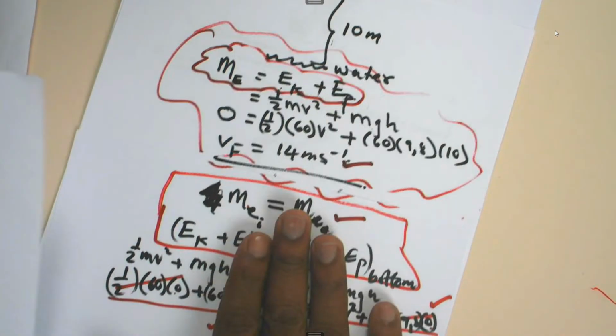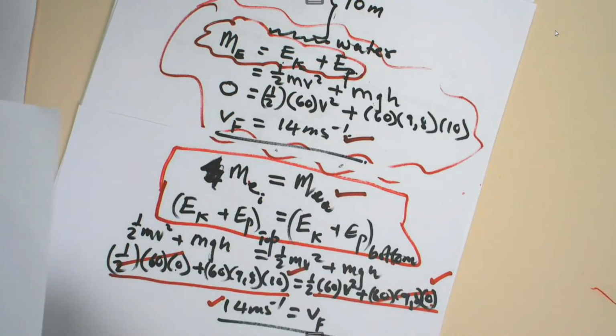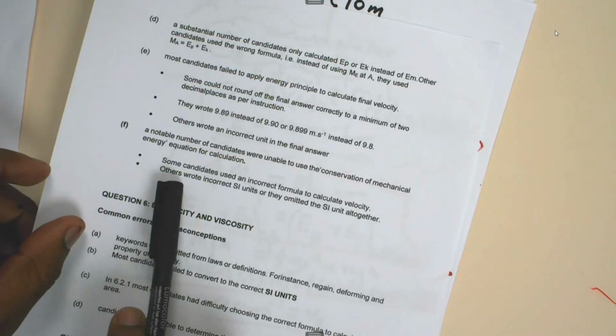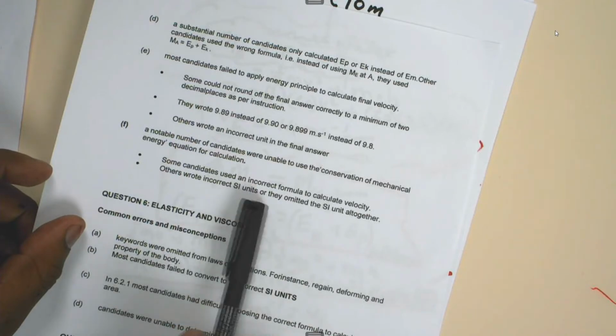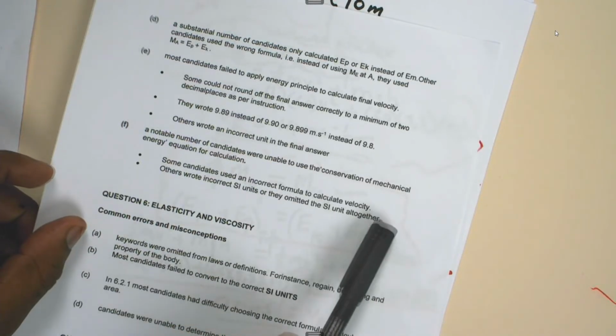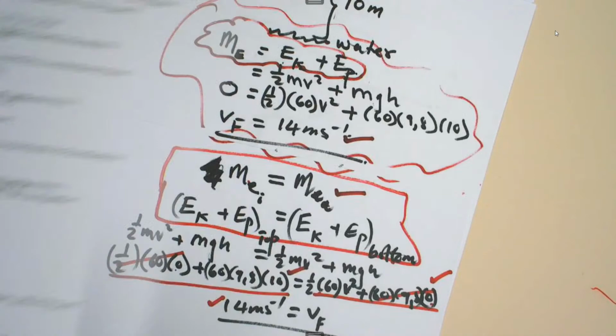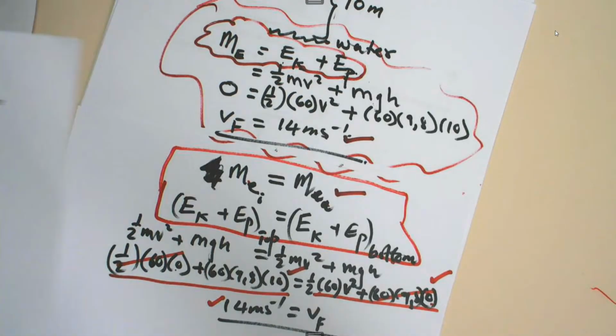Did I apply my FSOT? Yes, I did, because it says here other candidates wrote an incorrect SI unit or omitted the SI unit altogether. So it is persisting, it is coming up again.